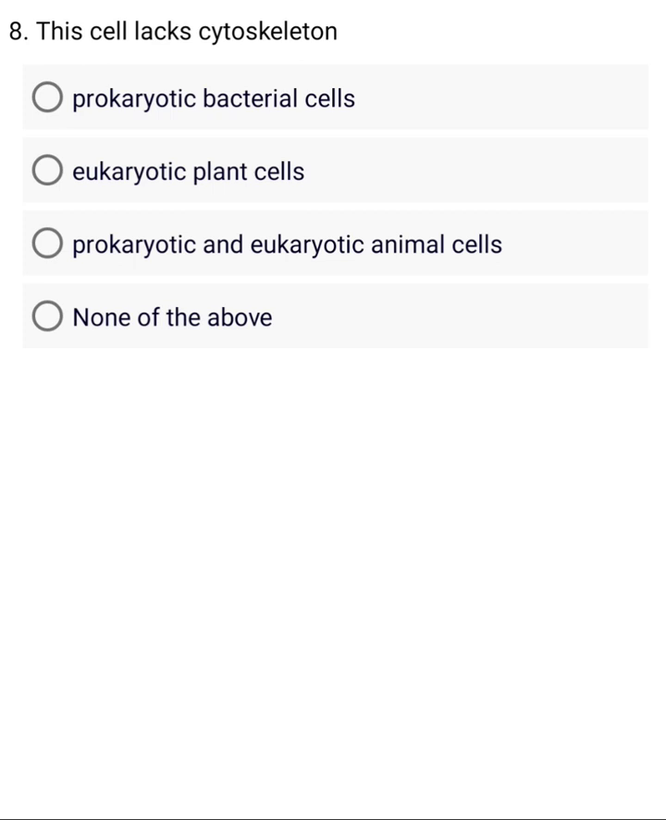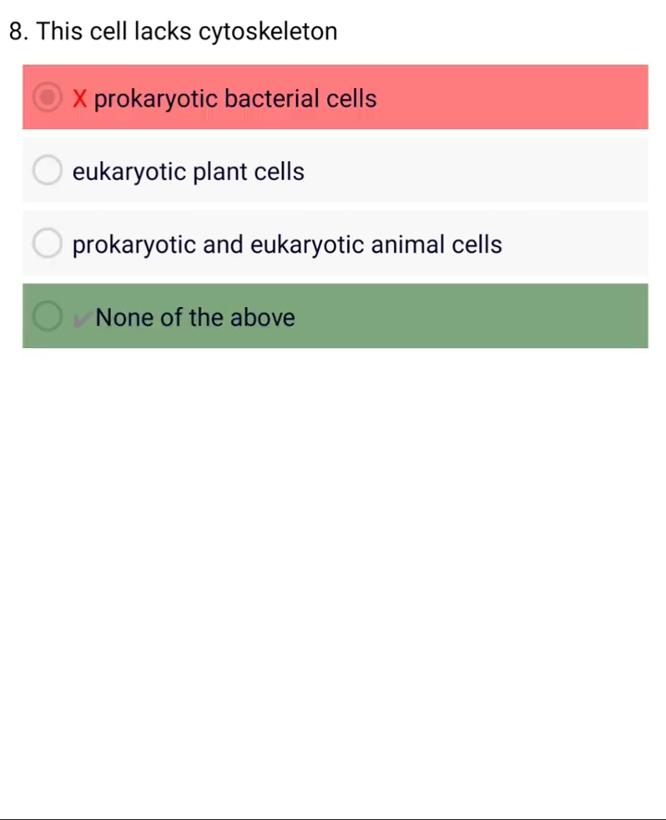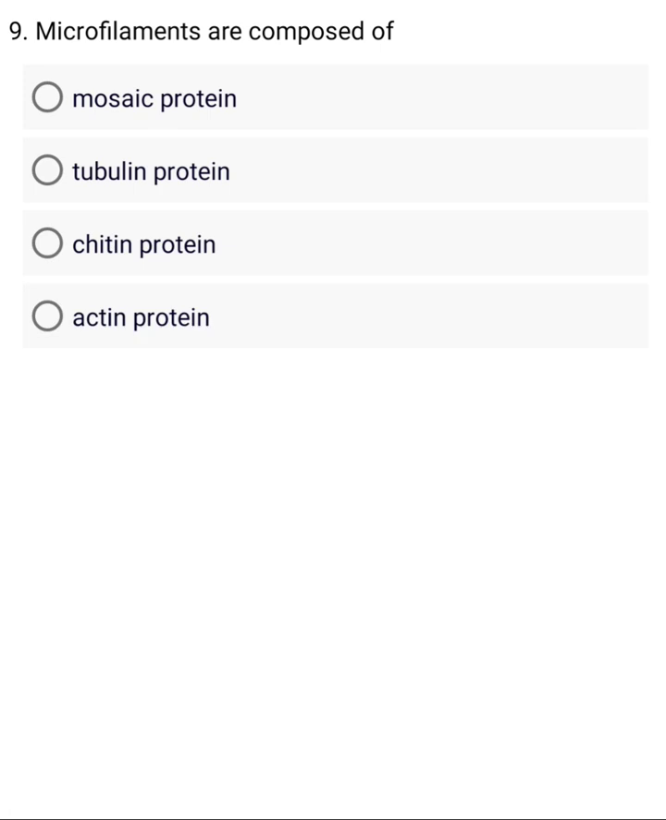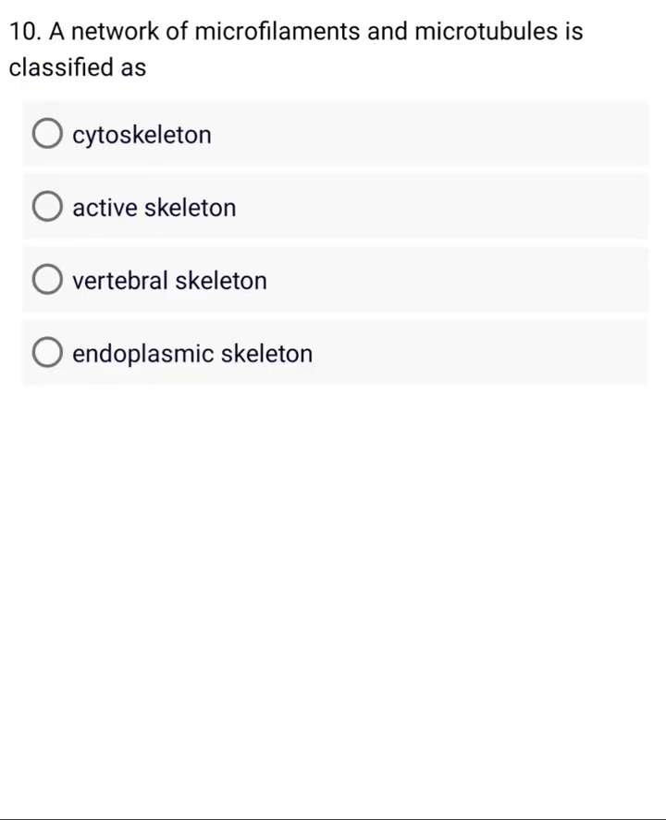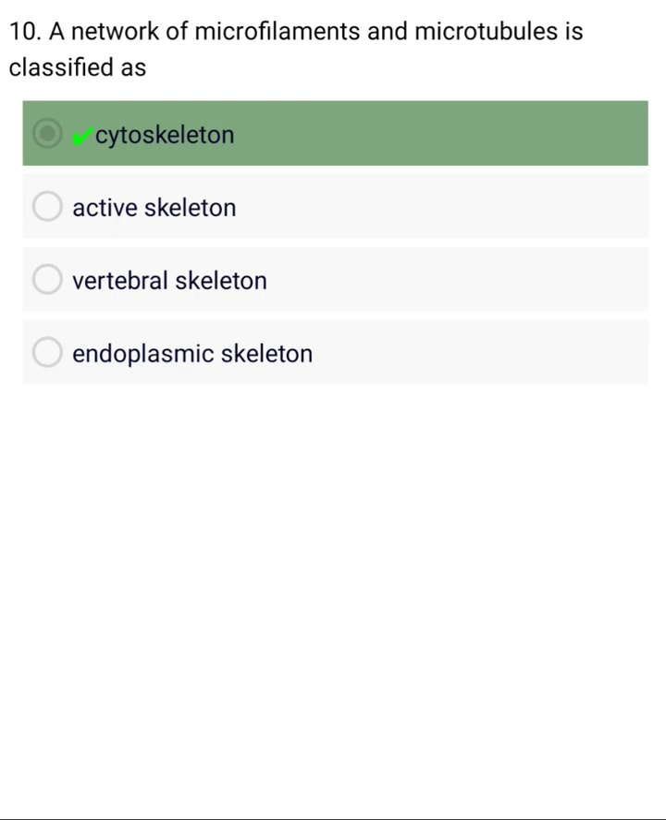This cell lacks a cytoskeleton. A. Prokaryotic bacterial cells. B. Eukaryotic plant cells. C. Prokaryotic and eukaryotic animal cells. D. None of the above. Wrong. Filaments are composed of A. Mosaic protein. B. Wrong. Filaments and microtubules are classified as A. Cytoskeleton. B. Active skeleton. C. Vertebral skeleton. D. Endoplasm. Right.